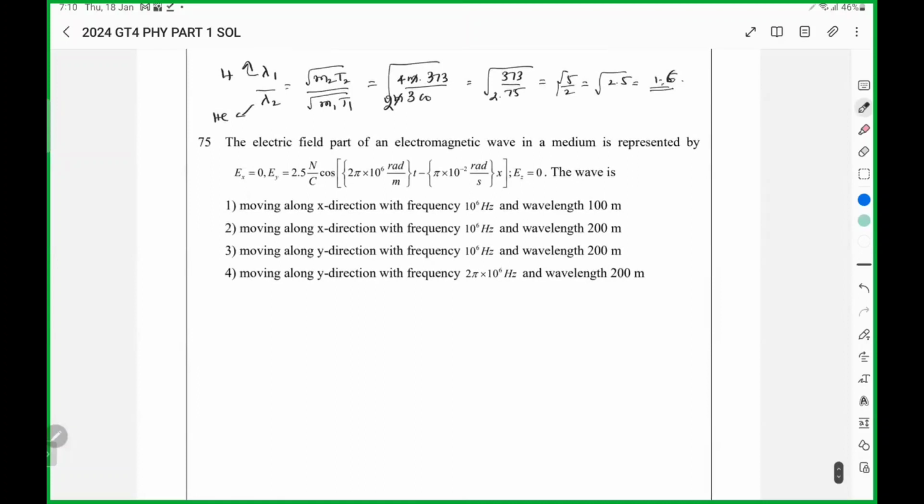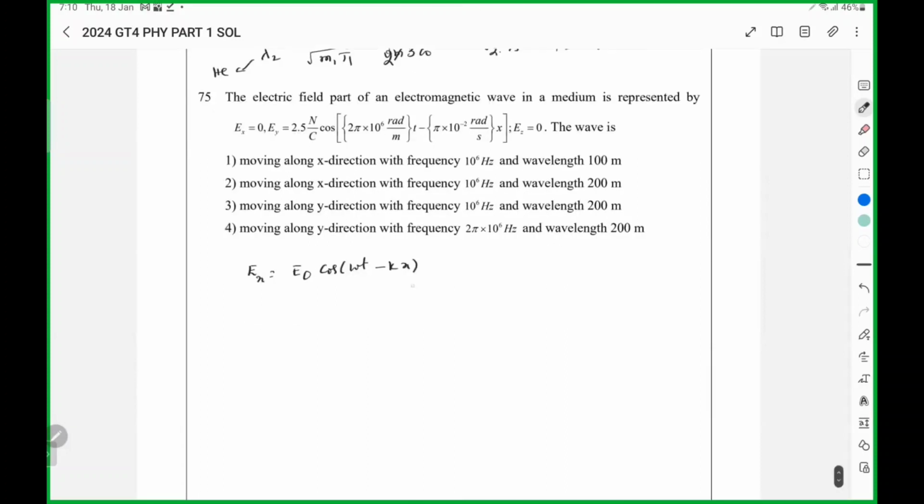Your electric field part, so it is E naught cos omega t minus kx. So obviously here the wave moves along the positive x direction, and omega is 2 pi into 10 power 6. 2 pi n is 2 pi. So n here is frequency.